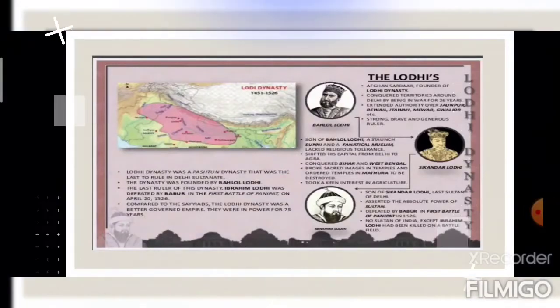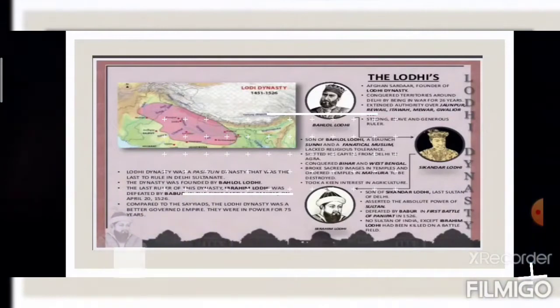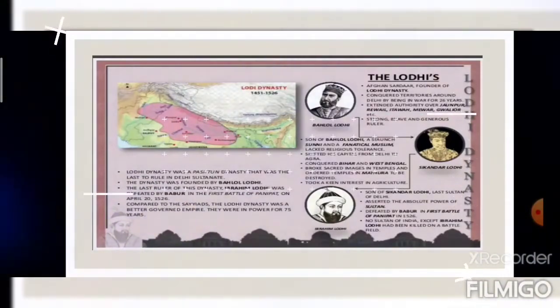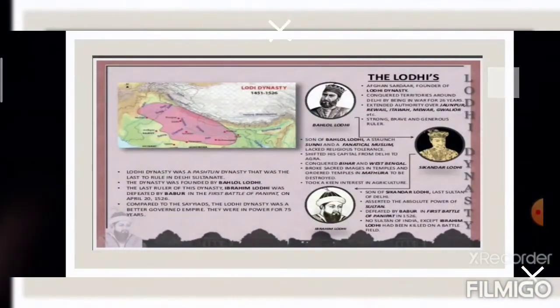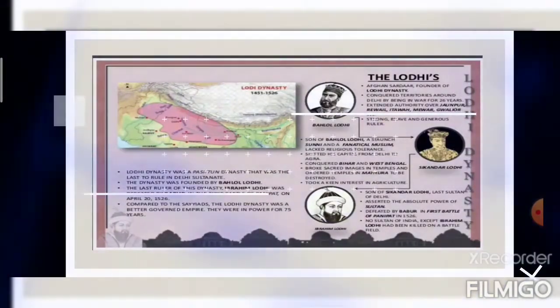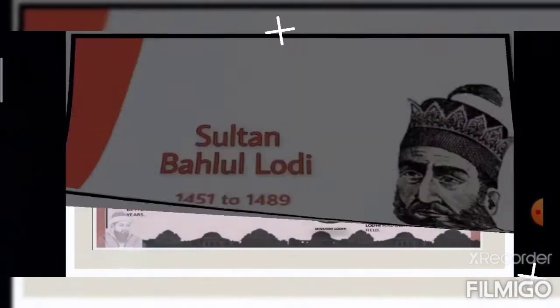The son of Sikandar Lodhi was the last Sultan of Delhi. He asserted the absolute power of the Sultan and was defeated by Babur in the first battle of Panipat in 1526. No Sultan of India except Ibrahim Lodhi had been killed on a battlefield.